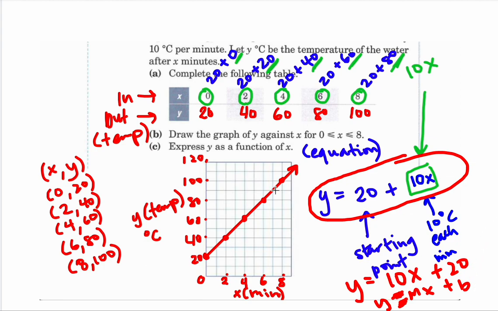So in the last video, the example we worked on, that equation was in y equals mx plus b form. It was a linear function because look at that, when we graphed it, it was a straight line. And the powers are all equal to 1. So this right here is an example of a linear function.